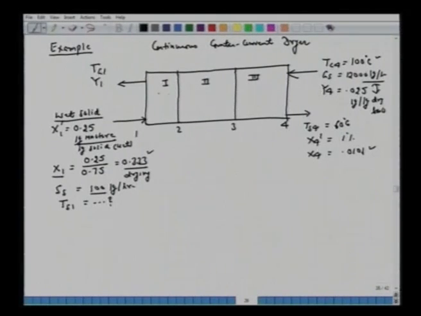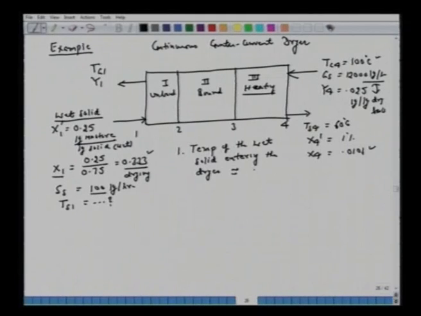All right. So now when we said we have divided into 3 regions, the first region is unbound, second is bound, the third is heating or post drying. All right. So now the problem also reads like this, which we should note down: the temperature of the wet solid entering the dryer, all right, is approximately equal to the adiabatic saturation temperature of the air leaving the dryer.